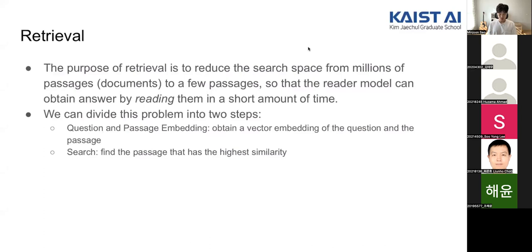Now we can divide this problem into two steps, right? One is that we first want to embed a question and passage so that we can do search. If you're not really familiar with nearest neighbor search, you might wonder why we're obtaining embeddings. You can think of this as mapping the question and passage to a vector space. We're going to see this diagram in the next slides too, but let's say passage one is here in the vector space. Of course, this can be very high dimensional, not two dimensional. If you have a question that maps to a point like here, then we know that the question and P1 are very close by, so we might want to read P1 first. That's why we map these to the vector space. And then we want to find the passage that has the highest similarity or the lowest distance. This is also not trivial when the number of passages is very large and the vector space is very large.